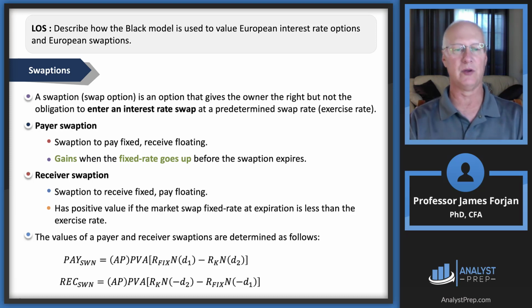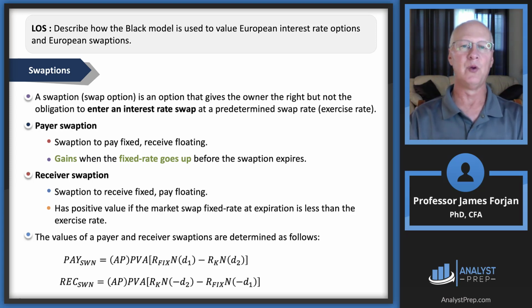And so the values of the payer and receiver swaptions are just like what they were from before, but with a slight adjustment. We're going to take that R fixed minus the RK. So all we're doing is saying, there's that. Remember when we did that, we computed the fixed rate on a plain vanilla regular old interest rate swap.